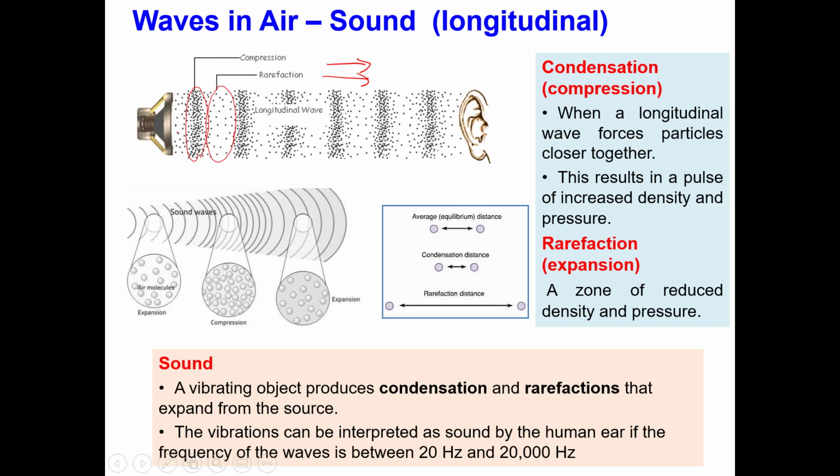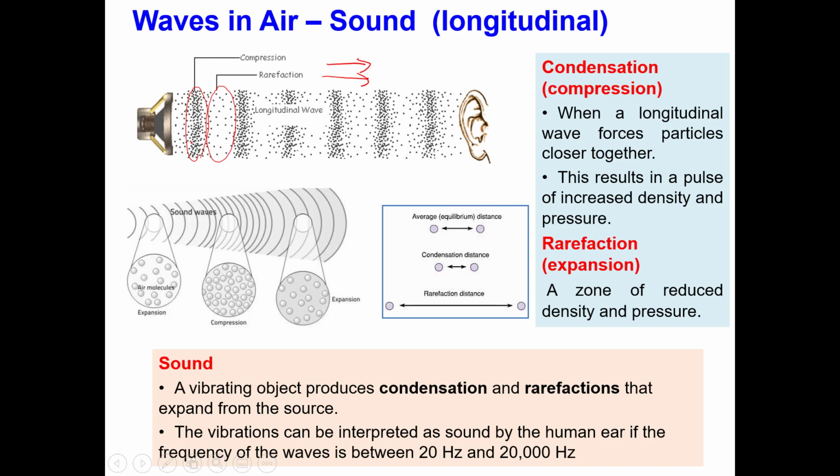The first region is called the condensation region, and it is also called the compression. The other region, where the molecules of the air are apart, is called the expansion region, also called the rarefaction zone.